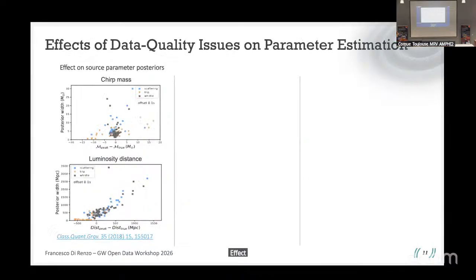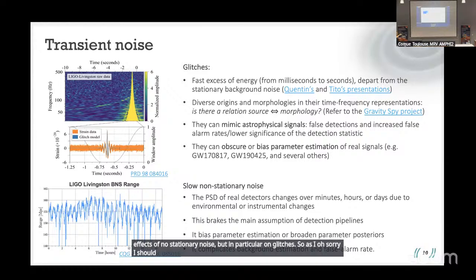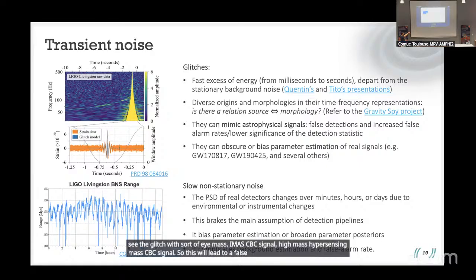Effects of non-stationary noise, but in particular of glitches. Glitches impact searches because they can mimic a signal. So if we have a wide enough parameter space, we can fit a glitch with a high mass CBC signal. This will lead to a false detection, but it can also cover a true signal, leading to a missed detection, which is a problem.